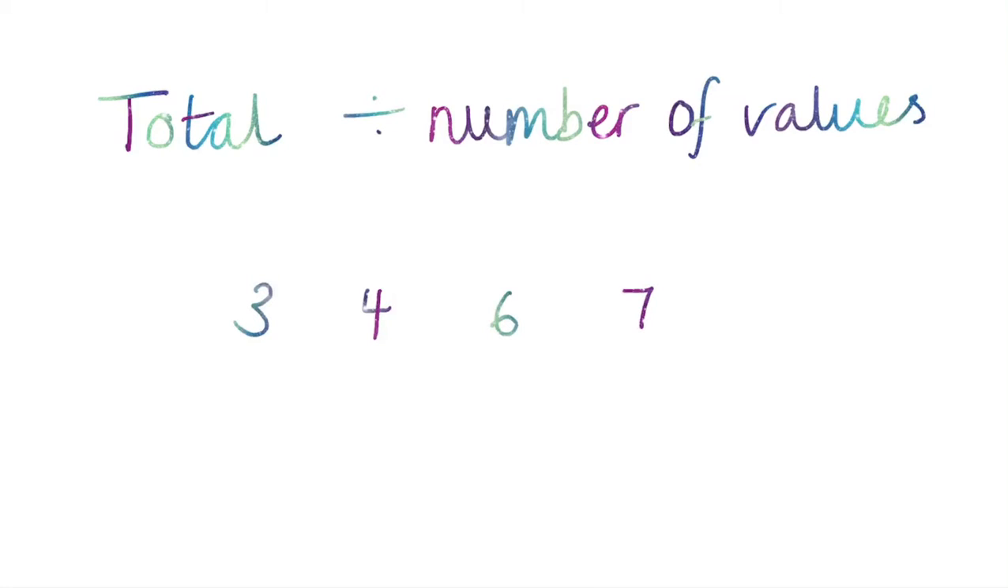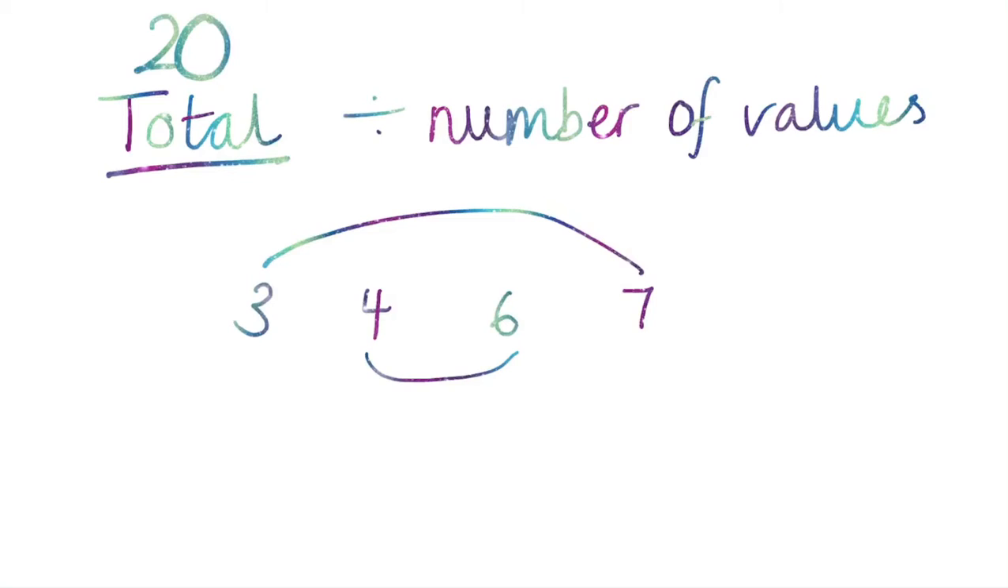So to start with a simple example, here are 4 different values. I'm going to add them together first to find the total. Okay, so I'm going to look for my bonds. 3 plus 7 is 10, 4 plus 6 is 10. So altogether, the total here is 20.